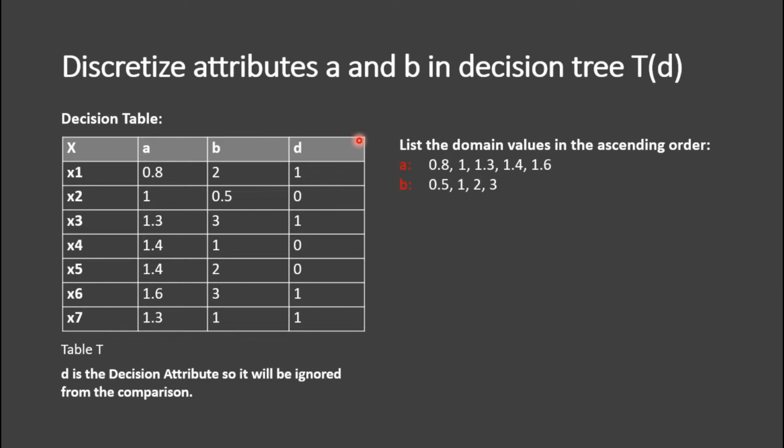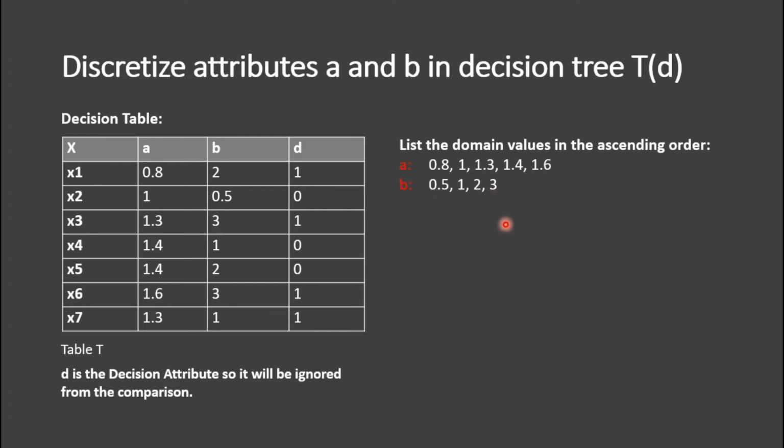The first step of this algorithm is to list out all the domain values within the column, and then sort them in ascending order. As we can see in example A, we have 0.8, 1, 1.3, 1.4 and 1.6. Similarly in B, we have 0.5, 1, 2 and 3.